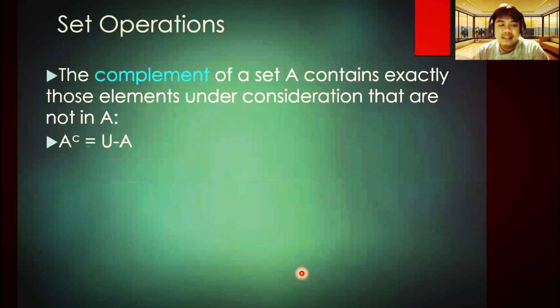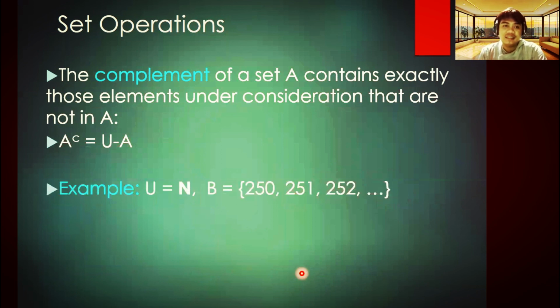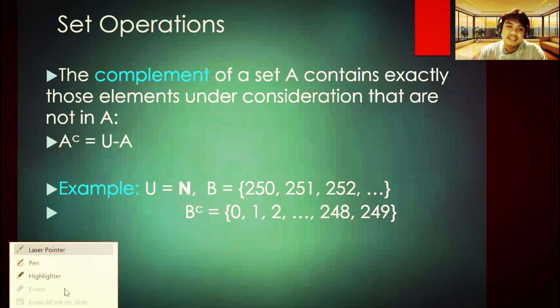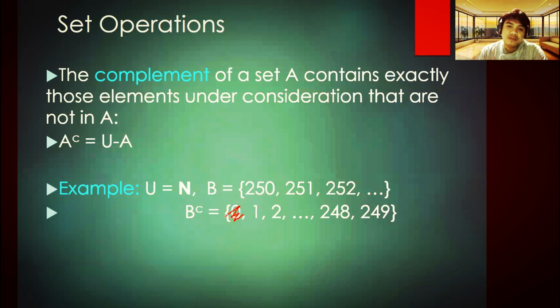So, when we say complement, we're going to subtract the set A doon sa ating universal set. So, lahat ng matitira sa universal set kapag minus natin yung set na kinukuhaan natin yung complement. So we have here, set U is equal to N, and B is equal to 250, 251, 252, and so on. So ang ating B complement, kung aalisin natin yung 250 hanggang sa infinity sa ating natural numbers, ang matitira will be 1, 2, up to 249. So B complement or B prime is equal to 1, 2 hanggang sa 249.